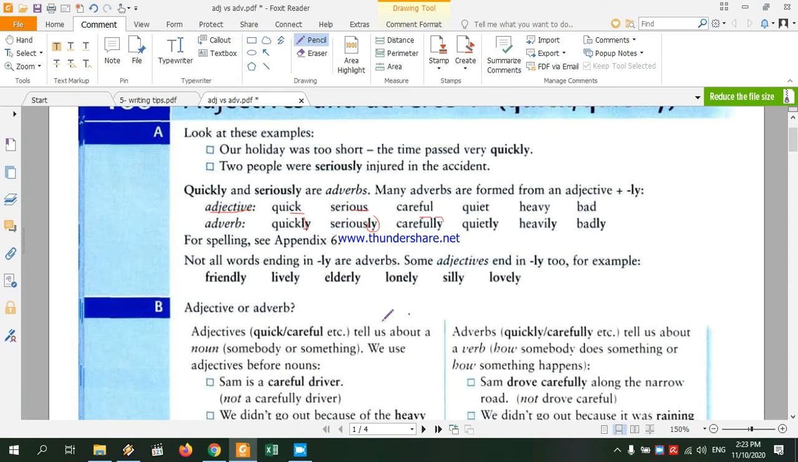But you should know that not all words ending in ly are adverbs, such as friendly, lively, elderly, lonely, silly, lovely. All of these are either nouns or adjectives.